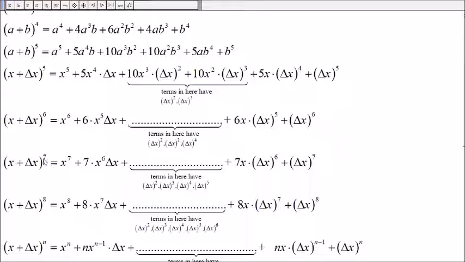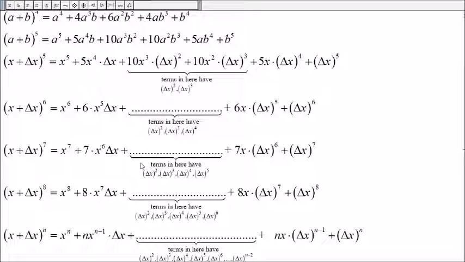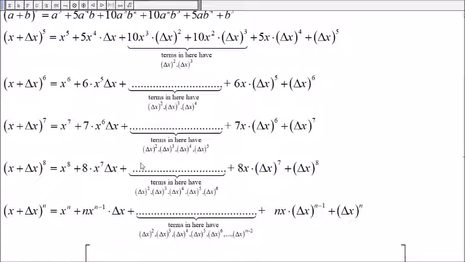And so if there's 7 here, then we have a total of 8 terms. So we get 2 here, and then 2 here, and then 4 in the middle. And then let's do one more, and then we'll try to get x plus delta x to the n. For x plus delta x to the 8th, there will be 9 terms altogether.